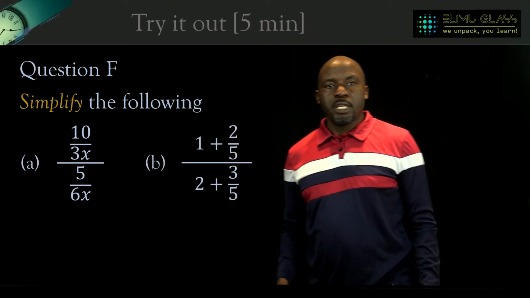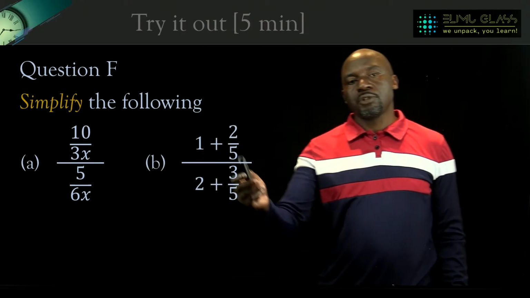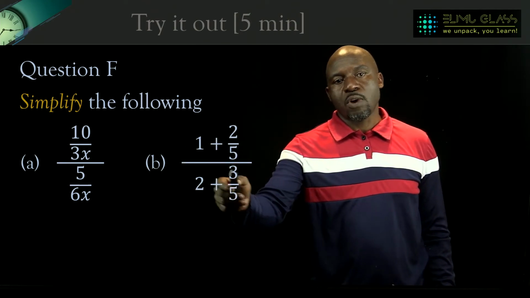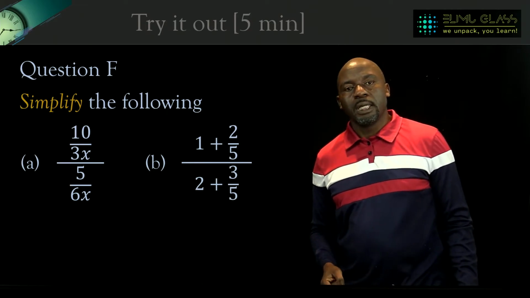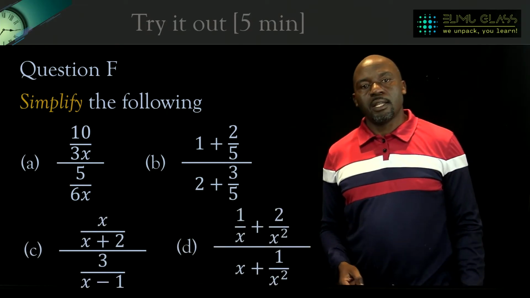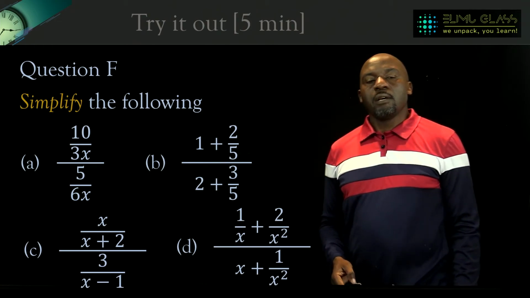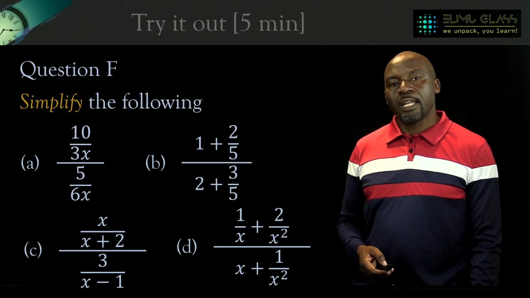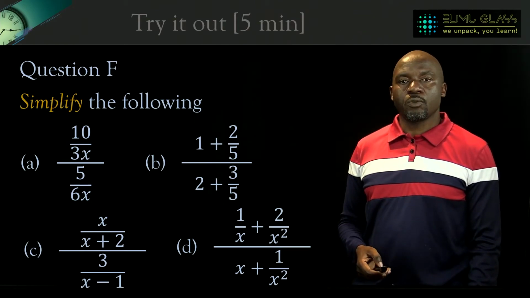Okay, try B there. The first thing you want to do is to combine this into one single fraction. Please try it out. All right, the next one is also given there, and D is given. Please try to simplify those complex fractions, and let us discuss your solutions when you are done.